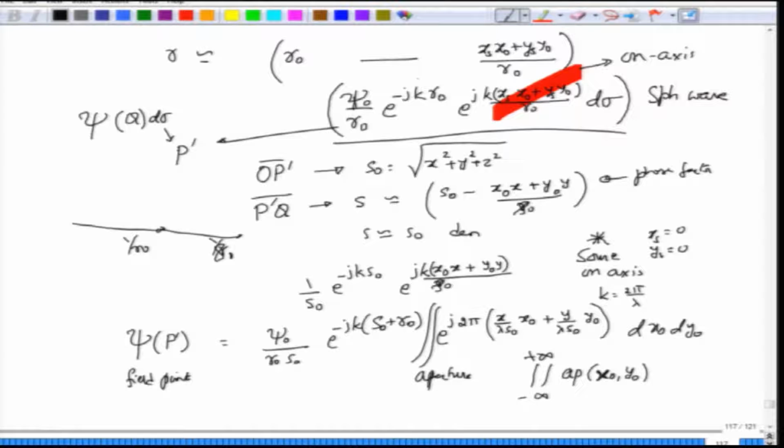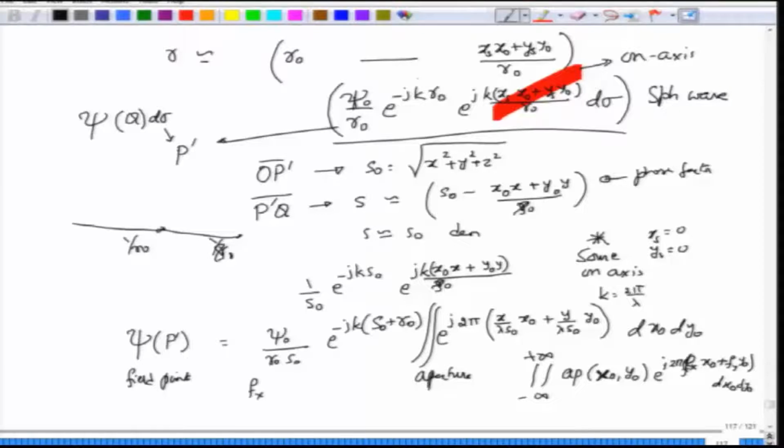I mean, we can also do this, and then you have this e power j 2 pi, which I am going to write as kx, or rather fx x naught plus fy y naught. And then I have dx naught and dy naught. For those who have seen Fourier series and Fourier transforms, you can clearly see that this is the Fourier synthesis equation. Given the aperture as a function of x0 and y0, if you take the Fourier transform of this aperture function, what you are going to get would be the complex field at that particular point p.